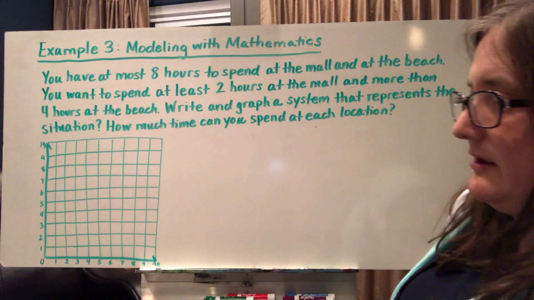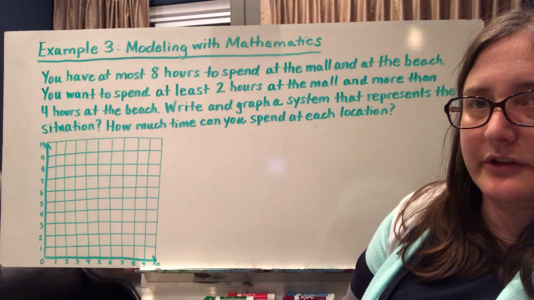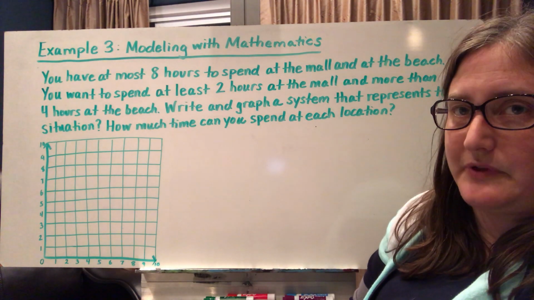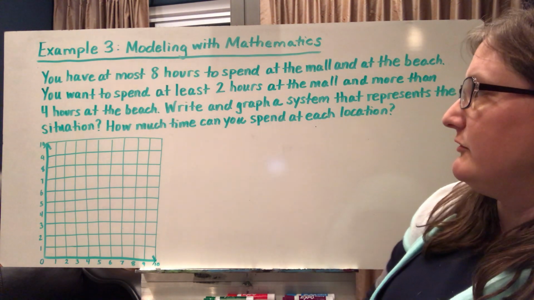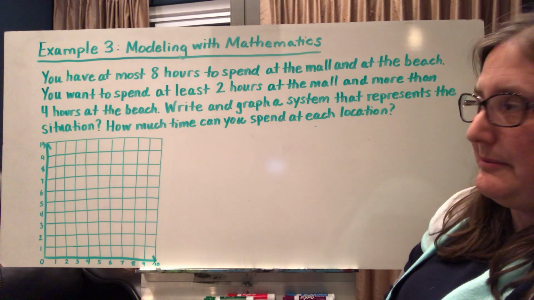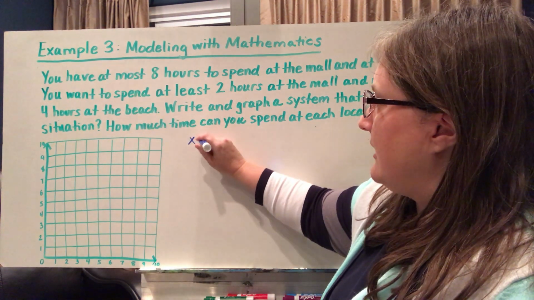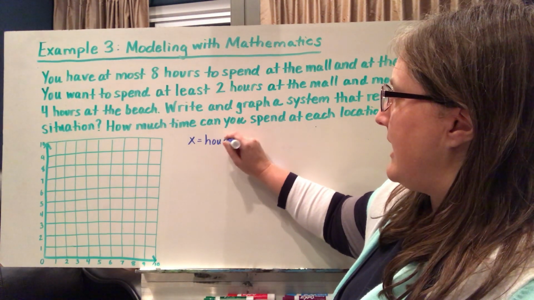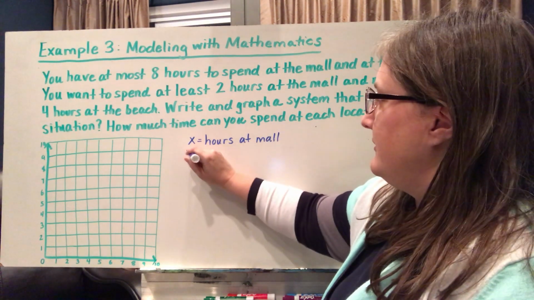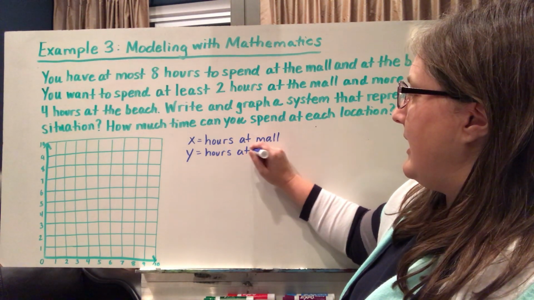Systems of inequalities can be represented by two or more inequalities. So let's take a look at this real life problem and see how many inequalities we need to write to represent this situation. It says you have at most 8 hours to spend at the mall and at the beach. So let's have our x value stand for the number of hours we're spending at the mall, and our y value is going to stand for hours that we spend at the beach.